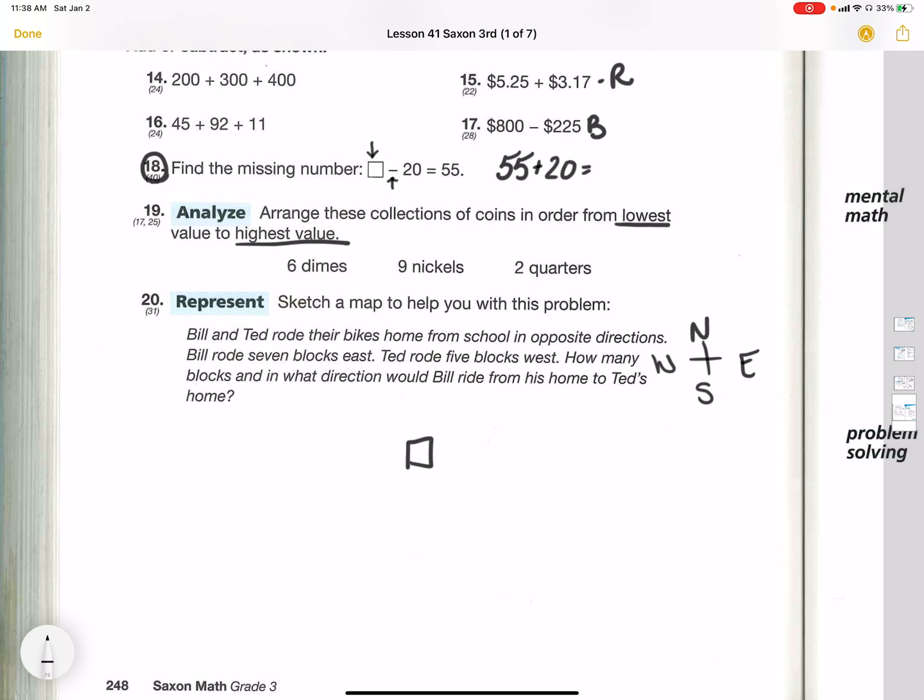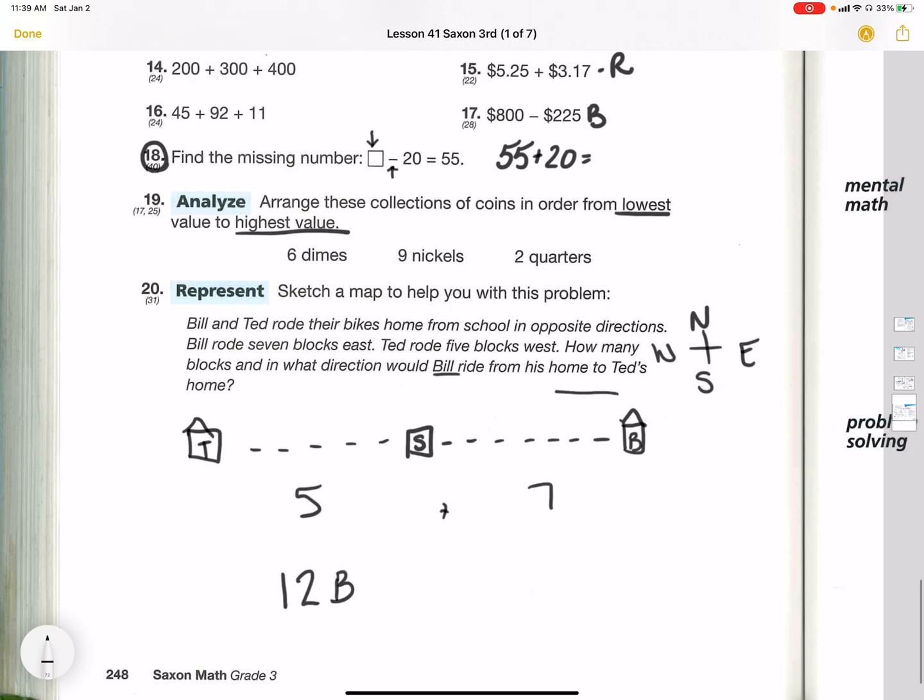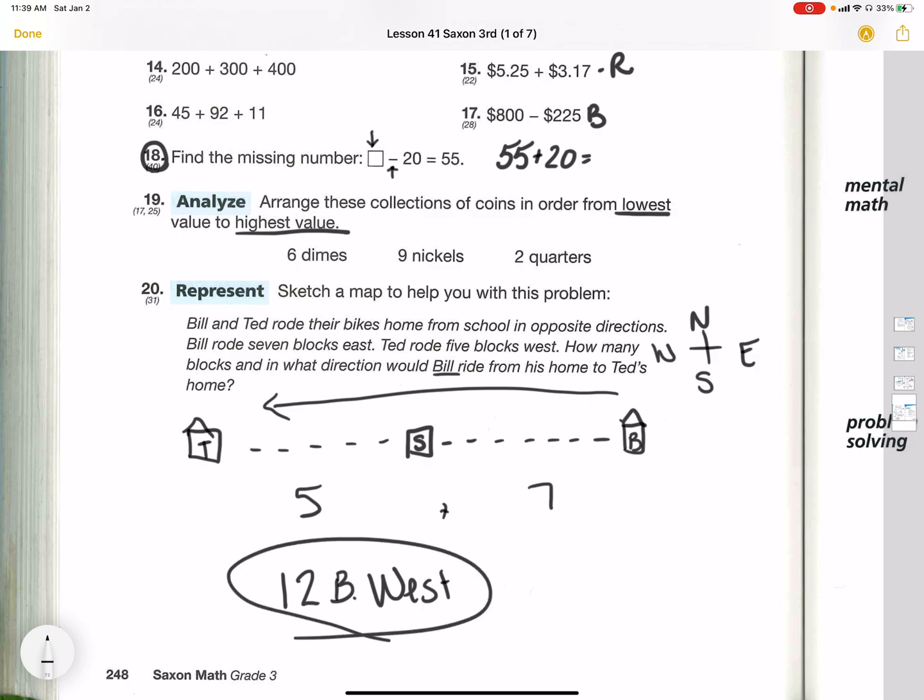Bill rode 7 blocks east. So this is the school. 1, 2, 3, 4, 5, 6, 7 would be east. Ted rode 1, 2, 3, 4, 5 west. How many blocks and in what direction would Bill ride from his home to Ted's home? So we have 7 and 5. So that's 12 blocks. In what direction is that? West. All right. That's all.